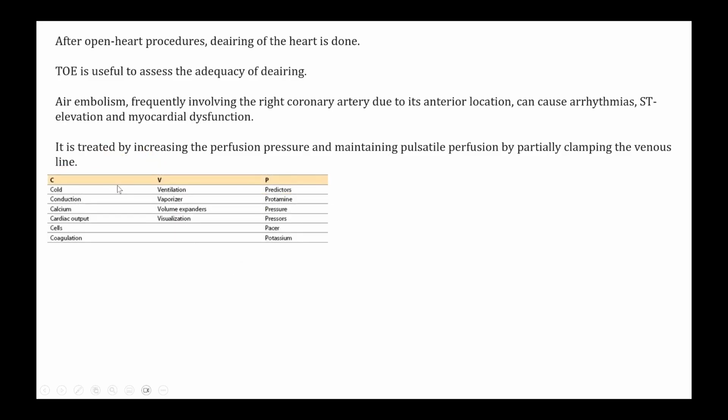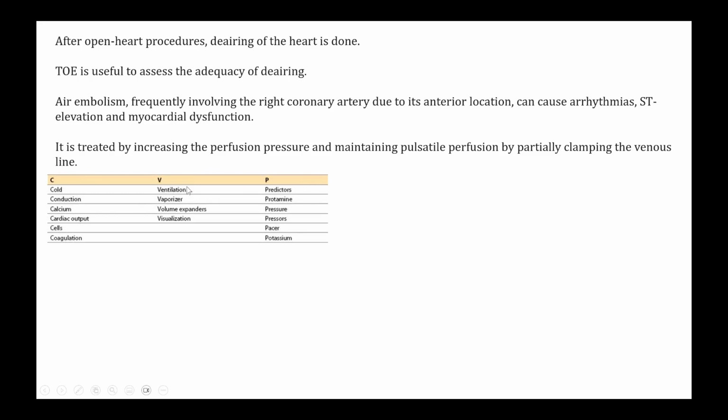And this is Royston's formula for recovery from, or weaning from, the cardiopulmonary bypass, which is given in Miller. The mnemonic for that is CVP. The C has 6 components: cold, conduction, calcium, cardiac output, cells, and coagulation. Cold: the patient should be rewarmed to normal temperature. Conduction: the patient should be in sinus rhythm as far as possible. Calcium should be checked. Cardiac output should be measured. Cells, that is hemoglobin, should be normal, and coagulation should get corrected with protamine.